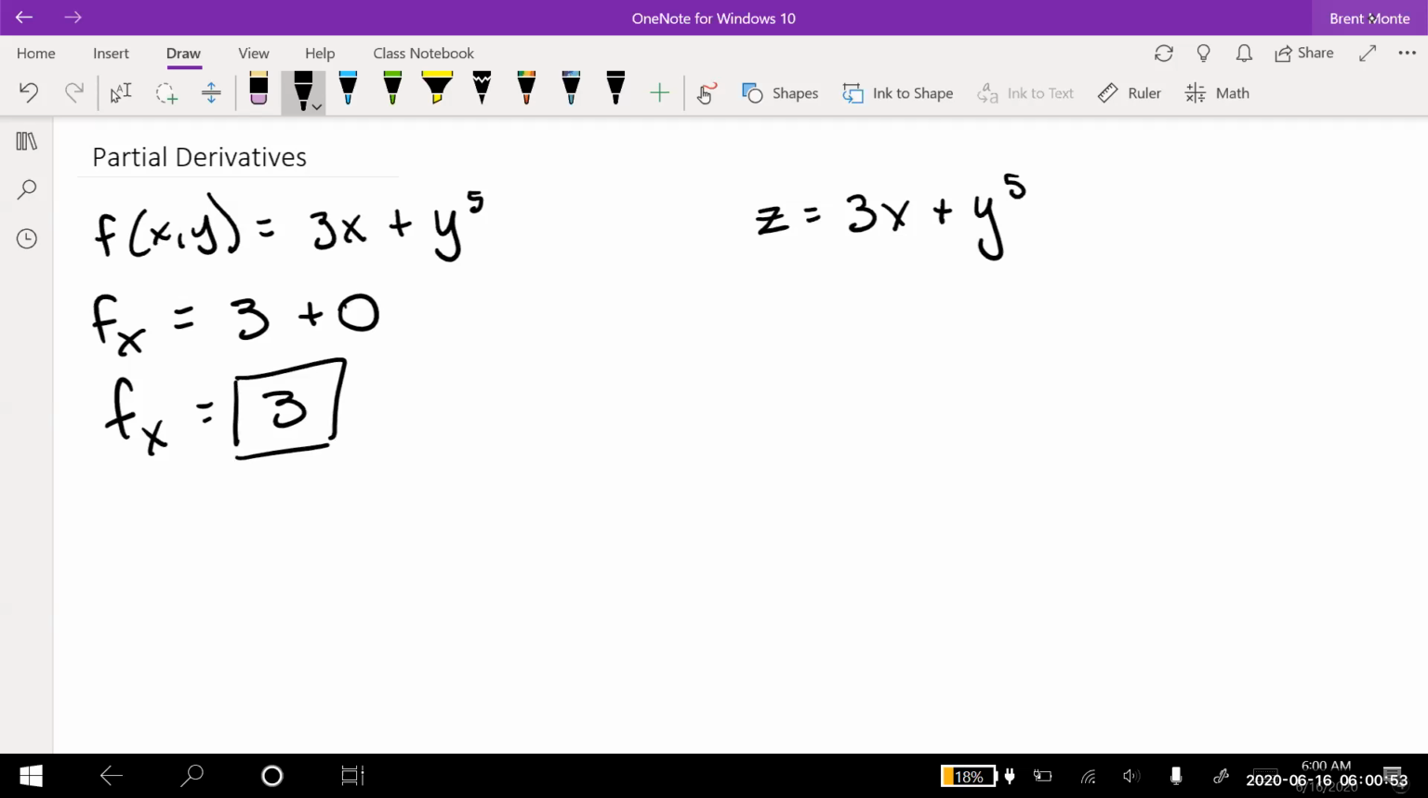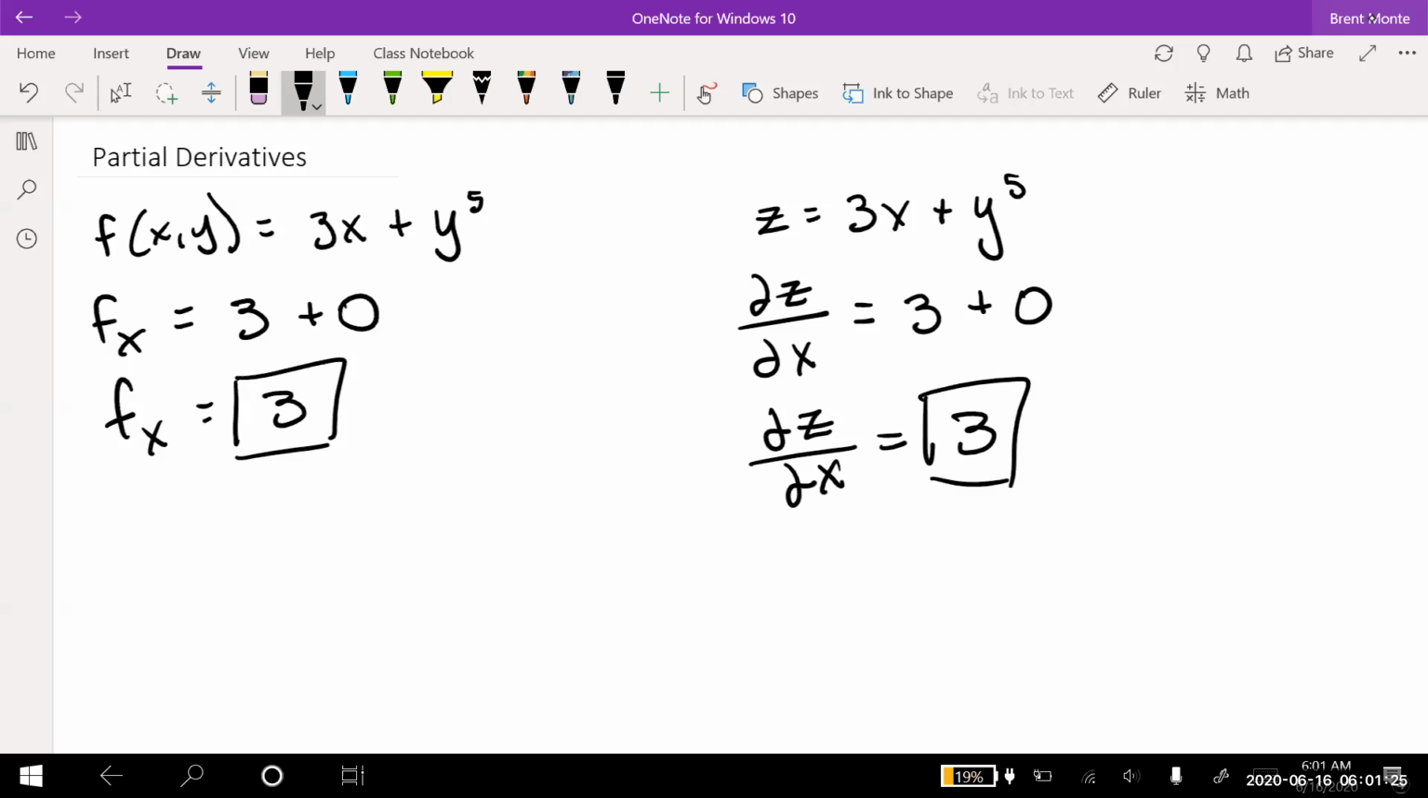Let's do that again, but showing it in Leibniz notation. So we'd say the partial derivative of z with respect to x, so it looks a little bit different. But again, think about what we're doing. We're letting x change and y stays a constant. So the derivative of 3x with respect to x is just 3, but the derivative of y to the fifth, again, it's a constant, so it's just 0. So again, different notation, same result, of course. We get 3 as our answer.